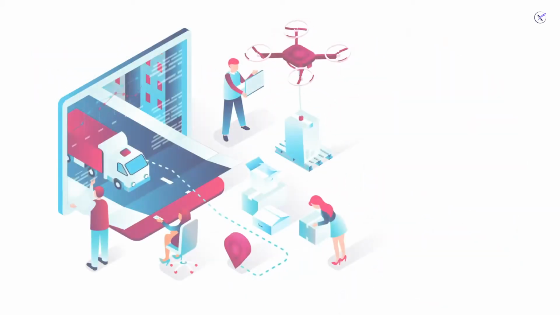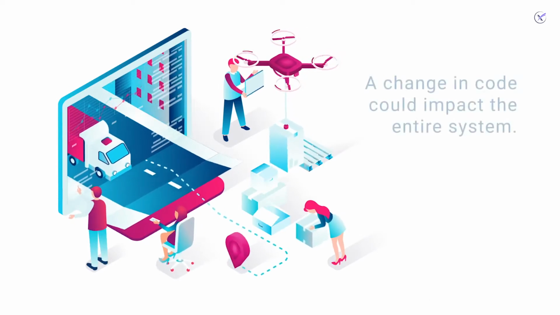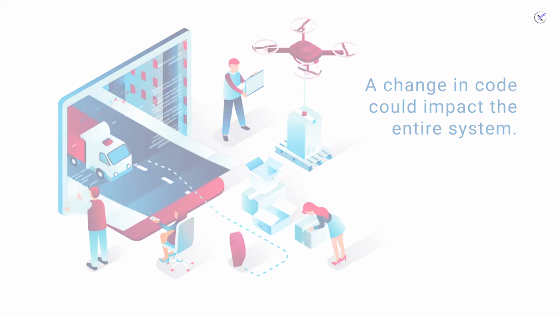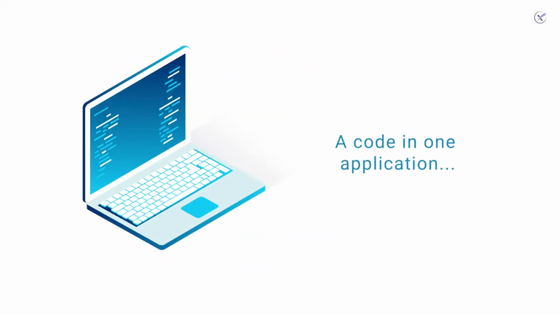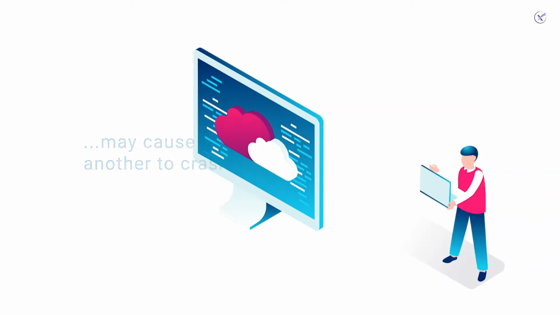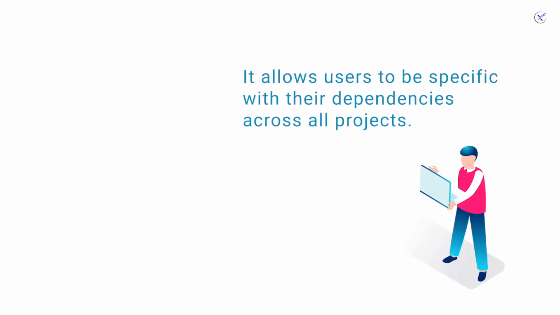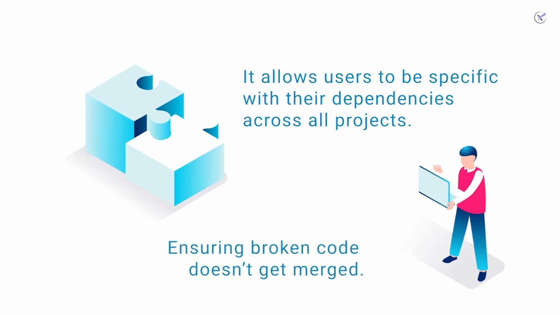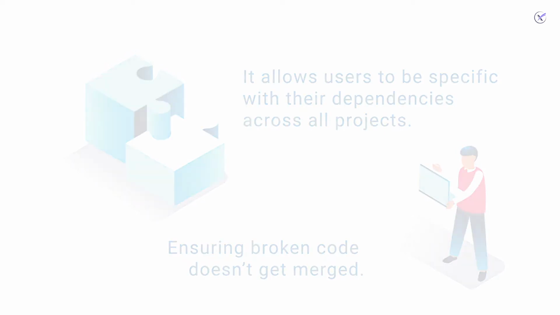However, with so many smaller apps, a change in code could impact the entire system due to the dependencies between applications. A code that may work well for one application may cause another to crash. This is where Zuul comes in. Cross-project dependency in Zuul allows users to be specific with their dependencies across all projects, ensuring that broken code never gets merged into the repository.